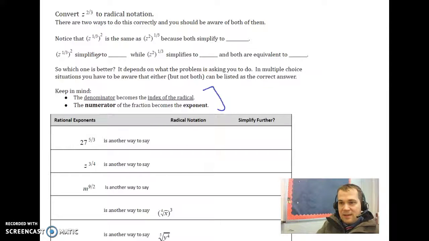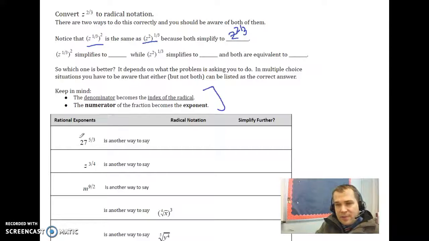The basic idea is if I have something like z to the 1/3 squared, or z squared to the 1/3, both of these things are equivalent because in each case I have a power raised to a power, and we know that when we have a power raised to a power, we multiply those powers. So this would be simplified by multiplying 1/3 times 2. This would be simplified by multiplying 2 times 1/3. And in either case, we get z to the 2/3 power.